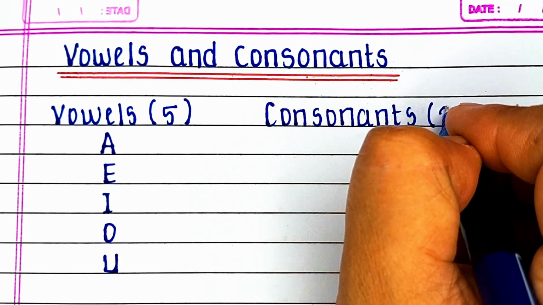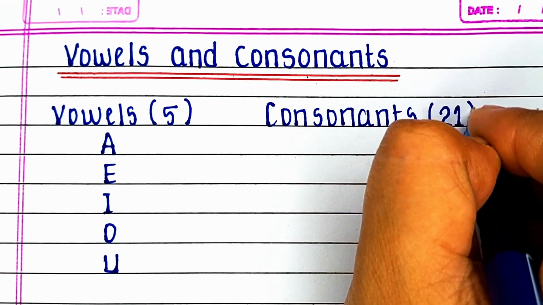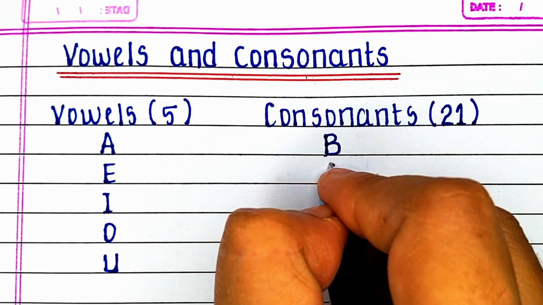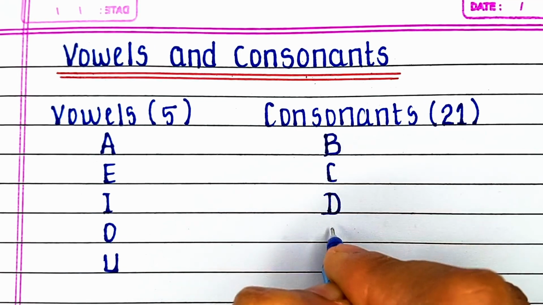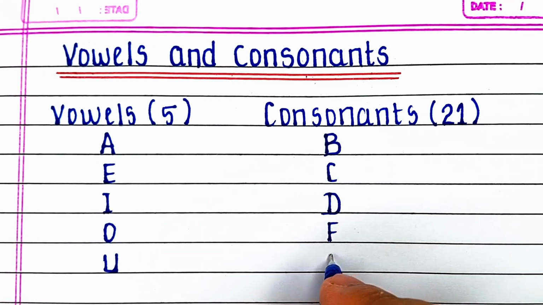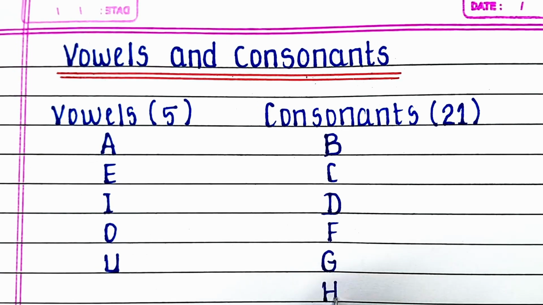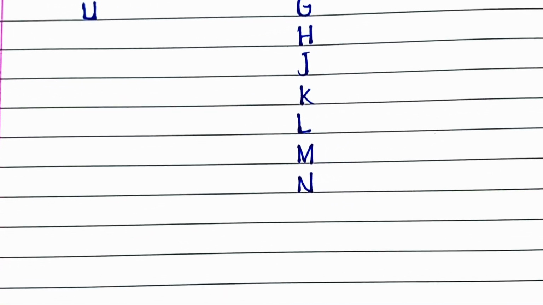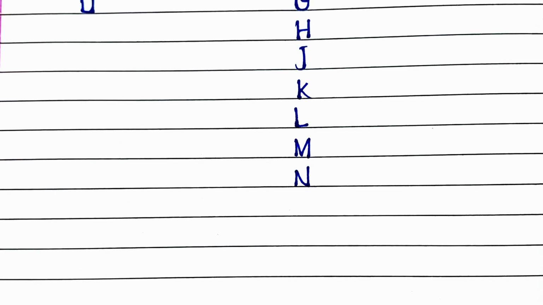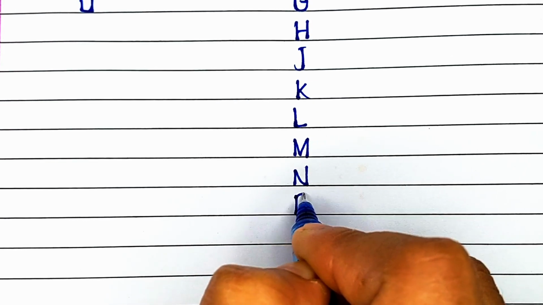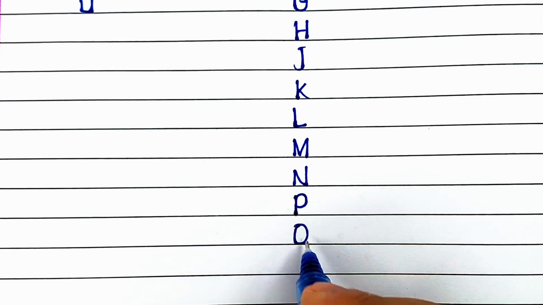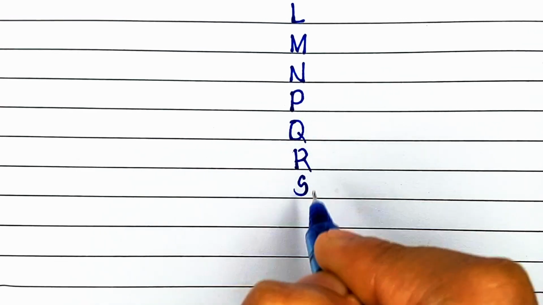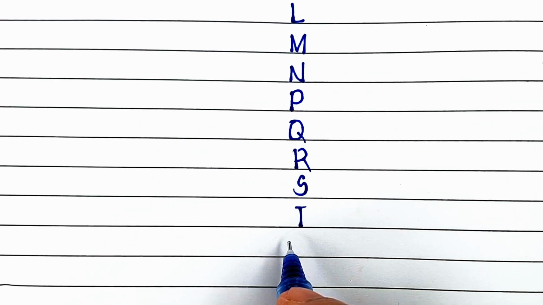And the rest of the letters in the alphabet, that is 21 numbers, are consonants. Those are B, C, D, F, G, H, J, K, L, M, N, P, Q, R, S, T, V, W, X, Y and Z.